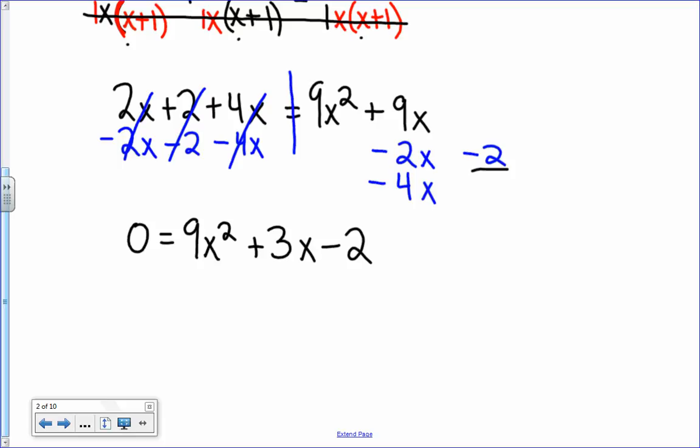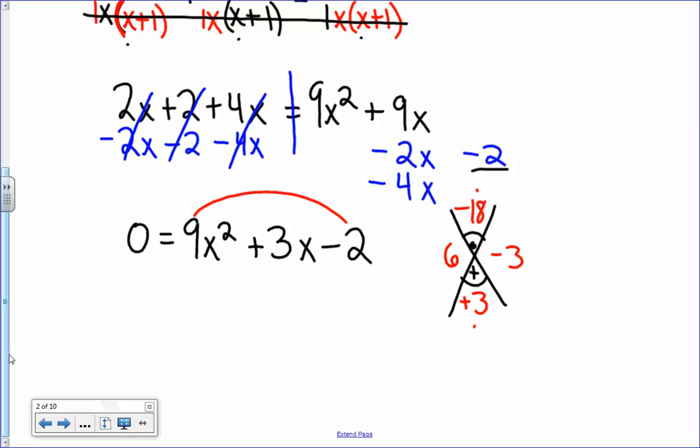All right, the method I would use here is the x method. Got my multiplication on the top, addition on the bottom, or vice versa, it doesn't matter. Okay, then I'm going to take A and multiply it by C. 9 times negative 2 is negative 18. In the middle, I have a positive 3. So I need factors of this negative 18 that'll add up to be positive 3, and those factors are 6 and negative 3.